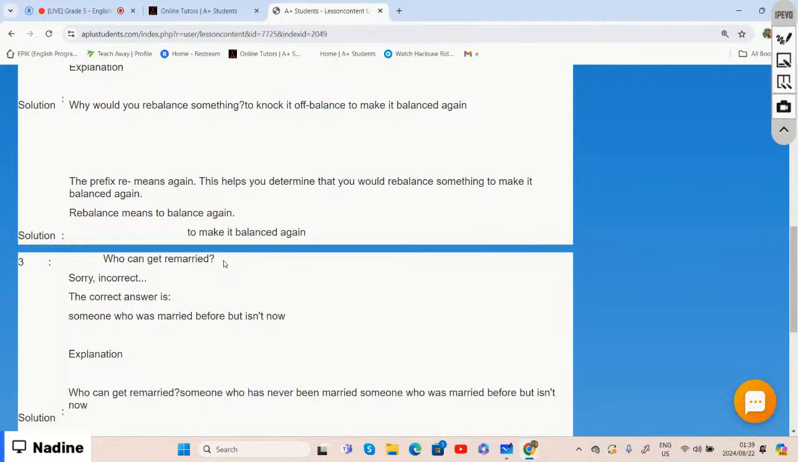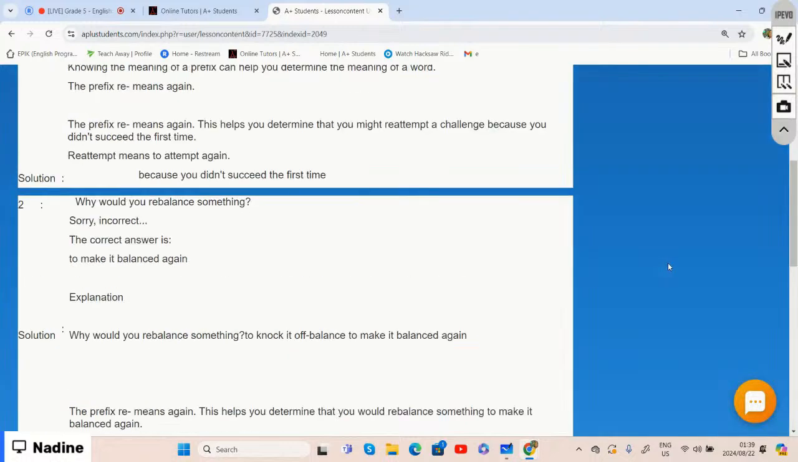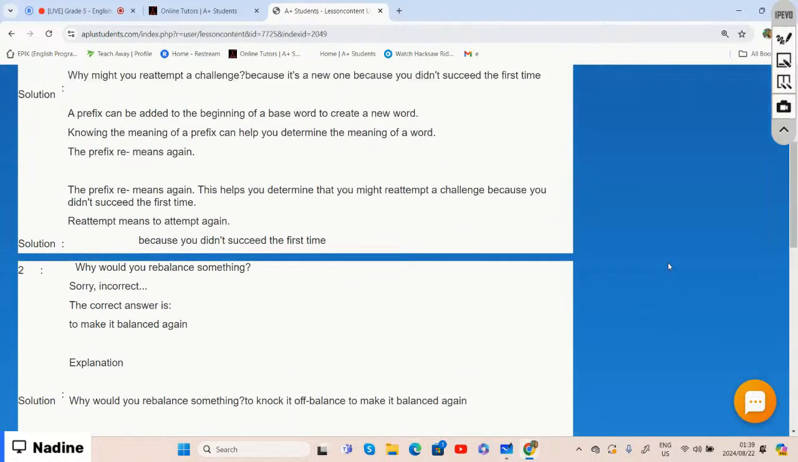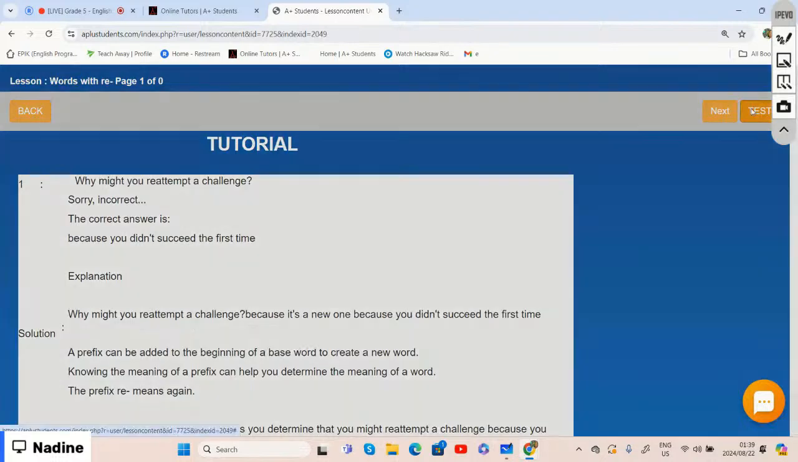All right, so remarried. So remember, you can only get remarried if you were married, but you're not married now. It's either your partner passed on, or you divorced, or something like that. But you cannot just remarry if you're already married, right?